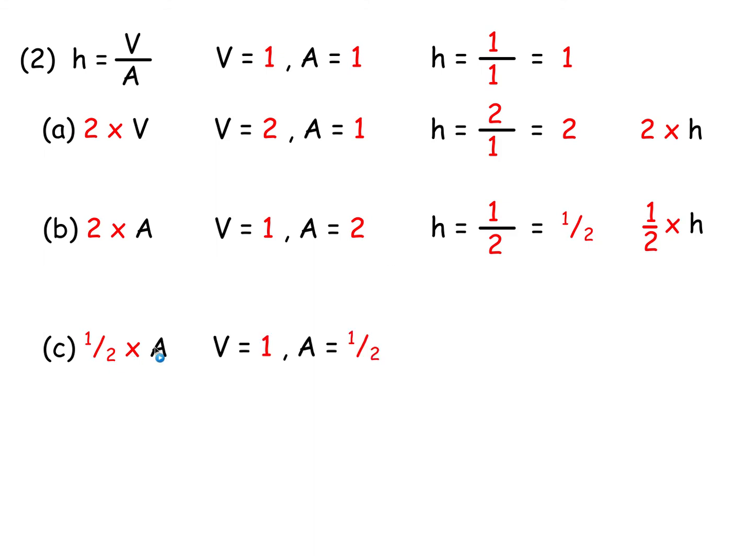And here if you half A, so V's kept at 1 and A's made half. 1 divided by half is 2. If you like, you double the top, you double the bottom, you get 2 over 1, which is 2. So double the height. The same results as before, but just using easy numbers to get the answer.